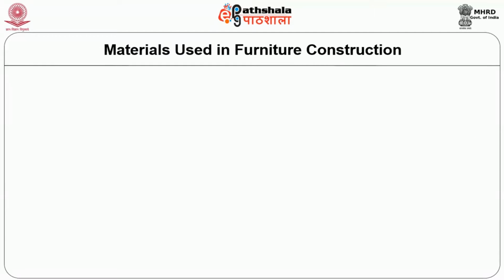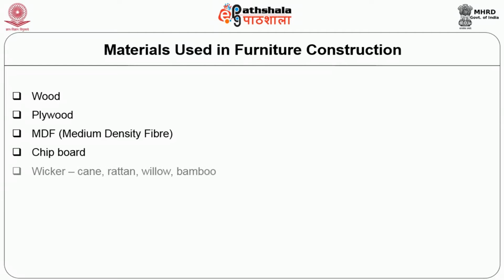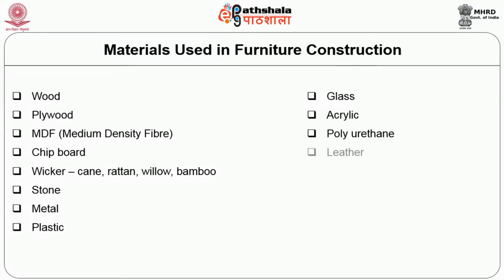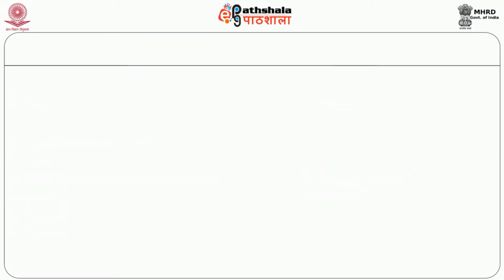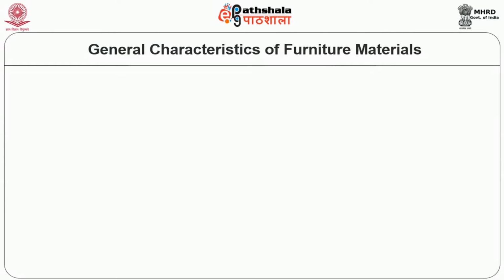Next, we see the range of materials used in furniture construction. The furniture materials include wood, plywood, MDF that is medium density fiberboard, chipboard, wicker which includes cane, rattan, willow and bamboo, stone, metal, plastic, glass, acrylic, polyurethane, leather, synthetic leather and fabrics. Now, let us discuss the general characteristics of these furniture materials.